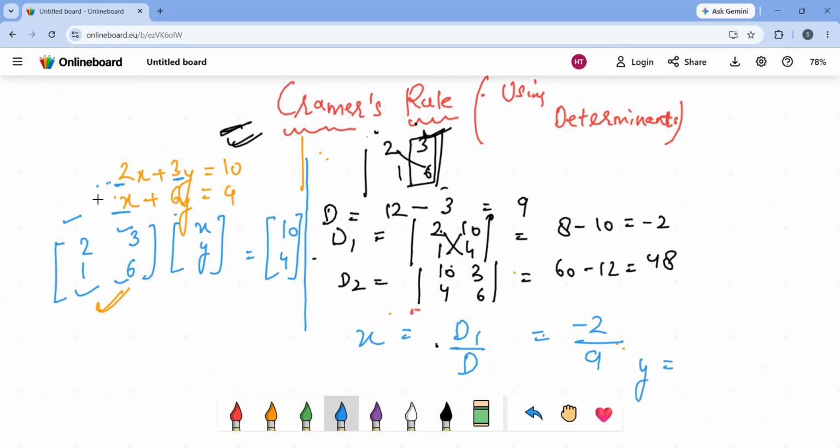And what is y? y is D2 over D. So D2 is 48 and D is 9. So 3 times 3, 3 times 16. So 16 by 3 is my y, right? So yeah, that's that.